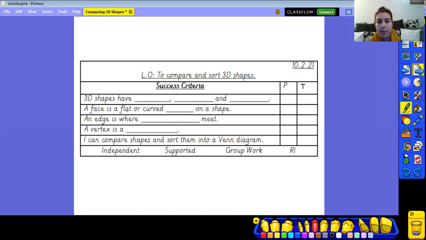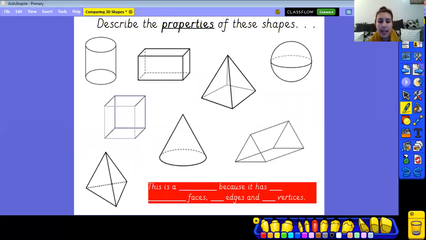Let's have a look then. So using the sentence frame on the bottom, I would like you to please pause the video and complete that sentence frame for as many of these 3D shapes as you can. Can you tell me their name, the number of faces, the shape of the faces, the number of edges, and the number of vertices? Just do as many as you can, please. Great, hopefully you've had a go at using that sentence frame for as many 3D shapes as you can.